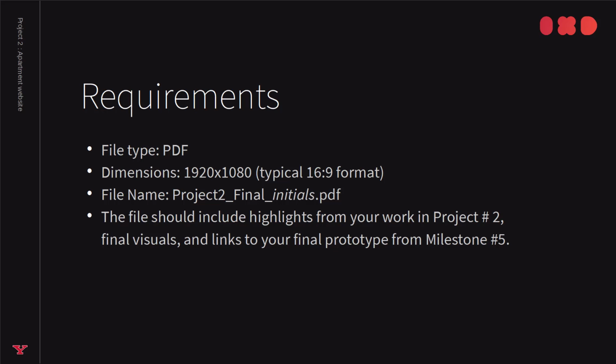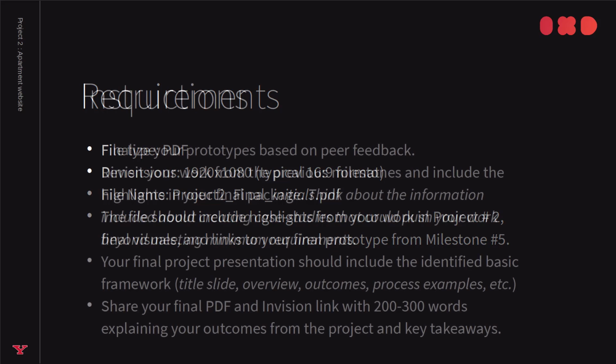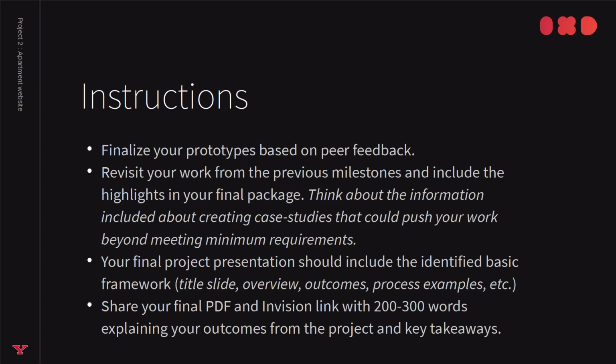The file should include highlights from your work from project number two, final visuals, and links to your final prototype from milestone number 5. As you got peer feedback and feedback on your prototype, take your link from InVision, make any revisions or updates you need, and include that in your final presentation package for project number 2. Revisit any work from previous milestones to include in your highlighted package. Think about the information provided below in the module this video sits in about creating case studies that could help push your work beyond just meeting these minimum requirements. Again, there are a lot of great examples and information shared in that pro tips video.